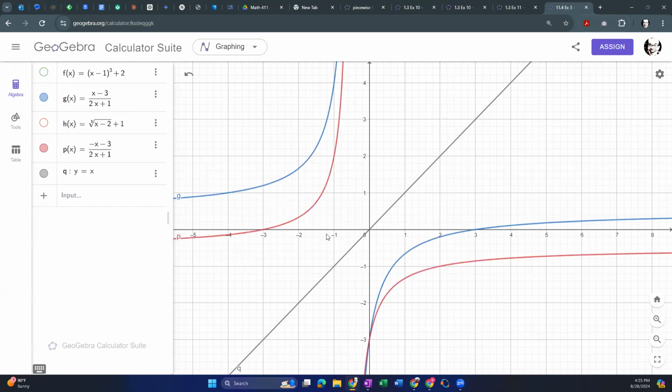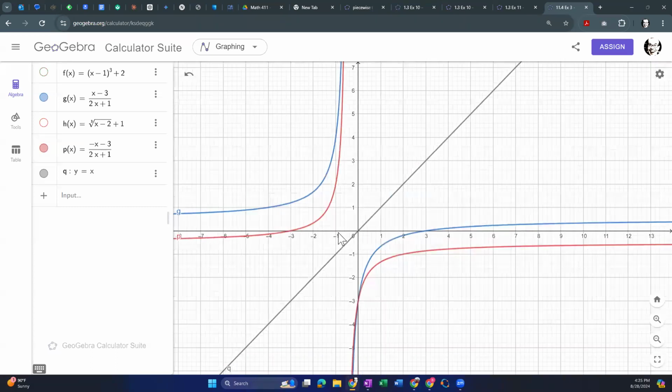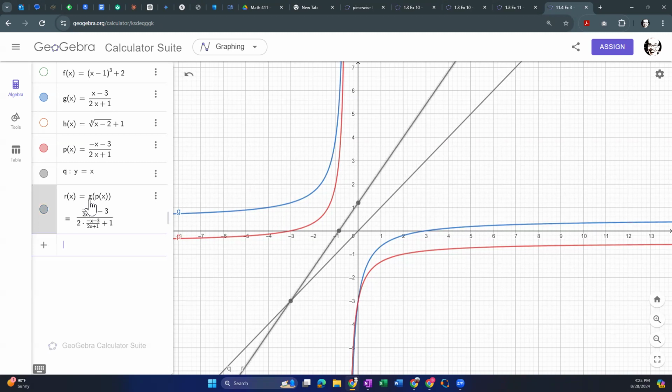This one's maybe not as easy to see, but here the blue and the red are acting as inverse functions, and they are mirror images across that line y equals x. And if we were to compose them, I'm going to go ahead and do it either way. What? Oh, I made a mistake. Well, that's actually good to realize. G and P are, I totally typed that in wrong.